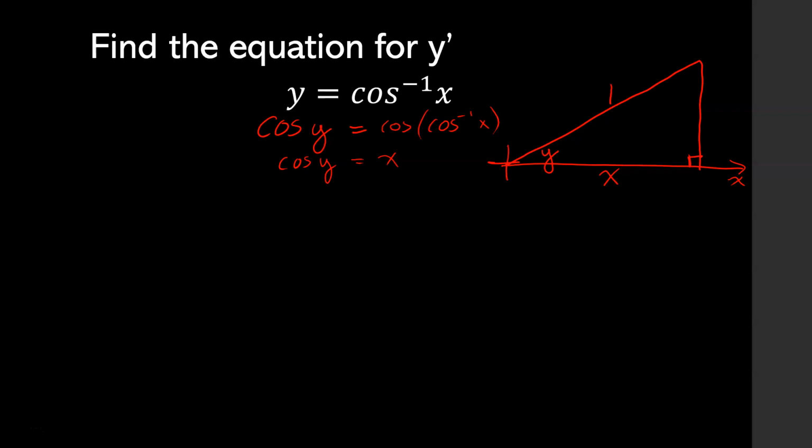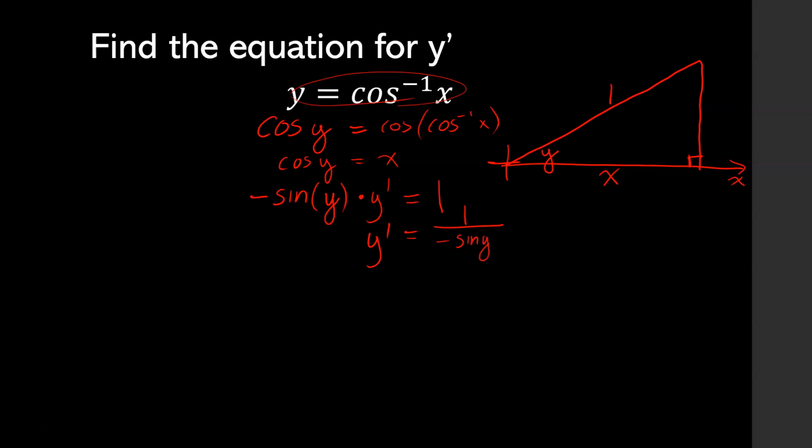Now we use implicit differentiation. The derivative of cosine of something is negative sine of that something. Our something is y, some function, in fact this function up top. So we derive implicitly: negative sine of y times the derivative of y. What's the derivative of x with respect to x? Just 1. So y prime is 1 over negative sine of y.